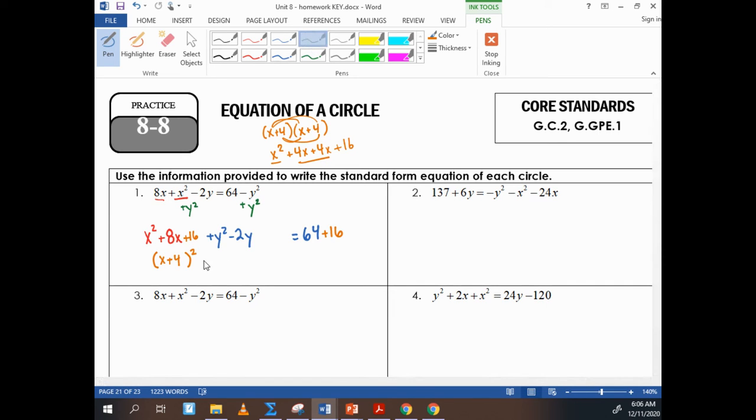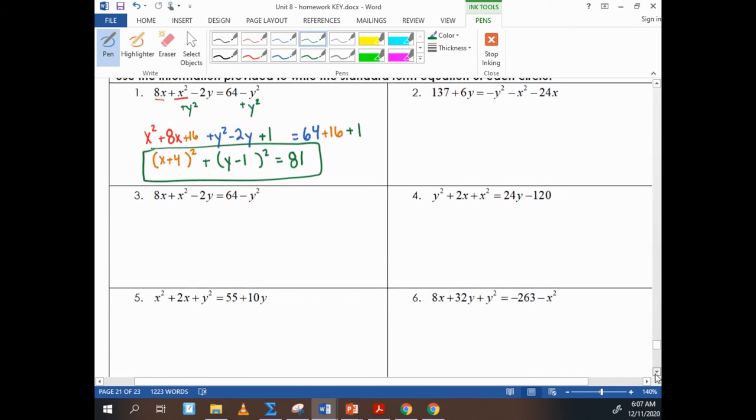All right, do the same thing with the y's. So we're going to just take half of that middle term, and it's going to go down here as a -1. Well, when we do our last times our last, -1 times -1 is a +1. So we're going to add 1 to both sides. And this one, again, just like in our example, when you add 64 plus 16 plus 1, that gives us 81. And that is our equation of our circle. Nice work.